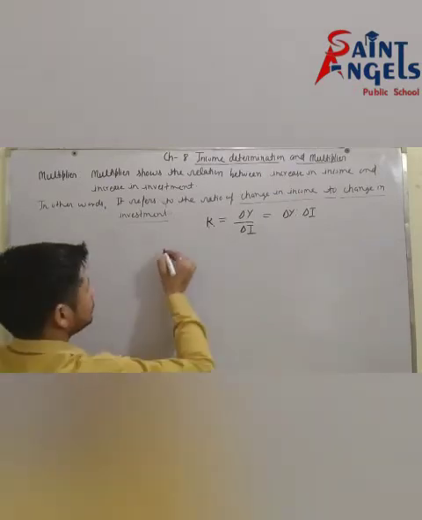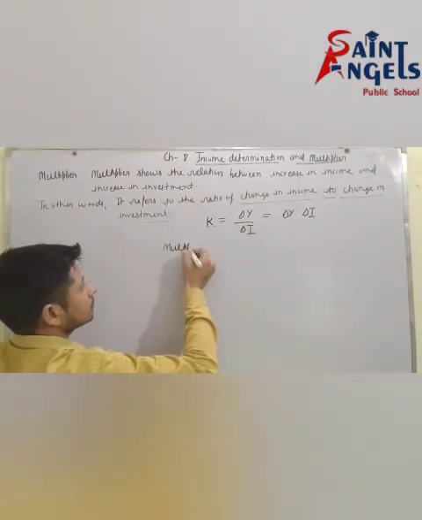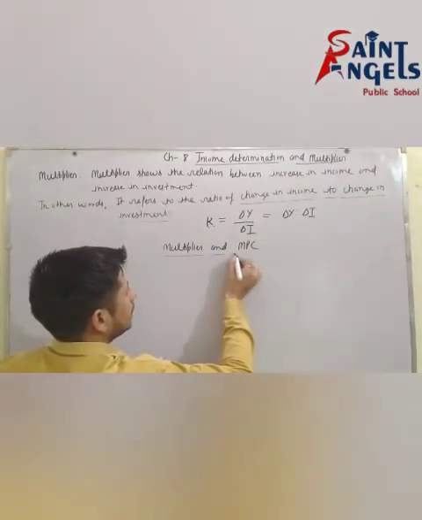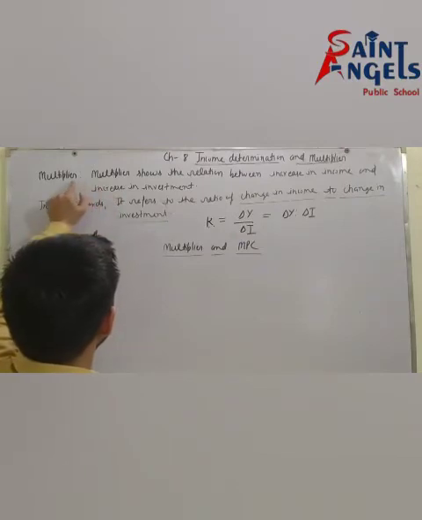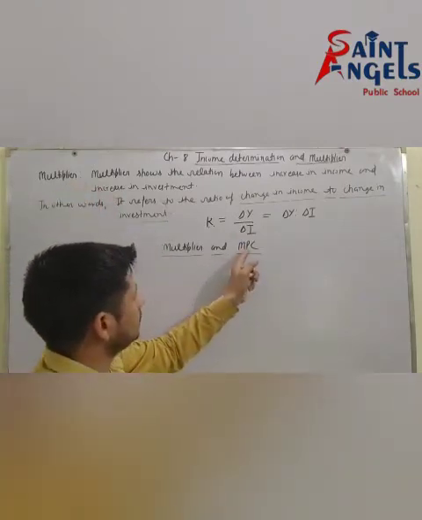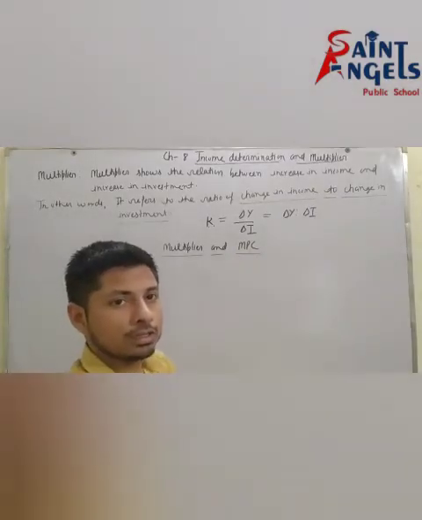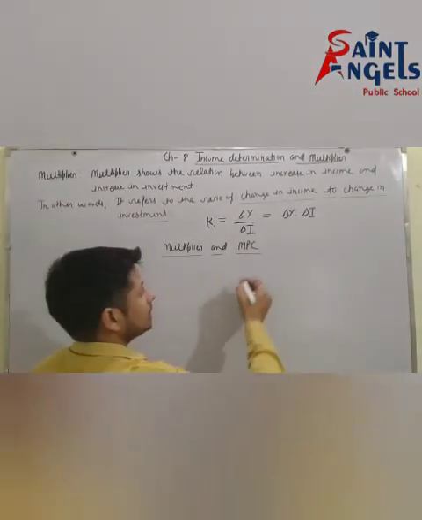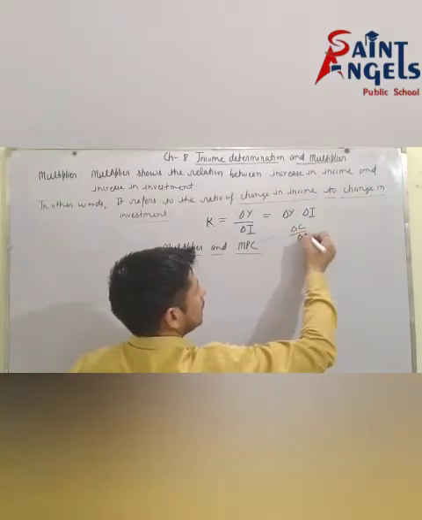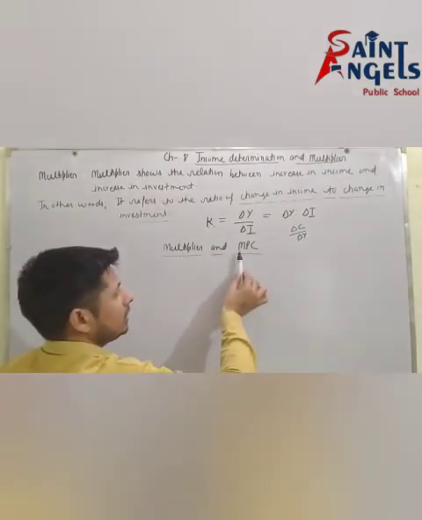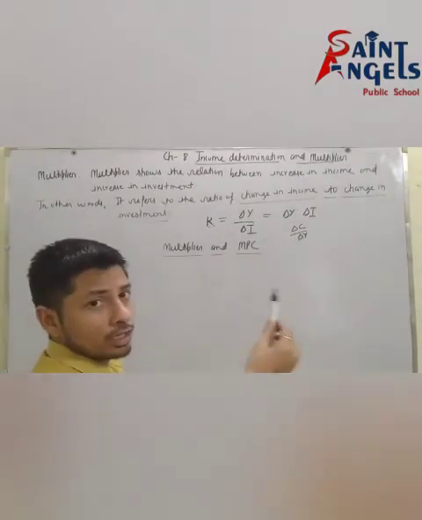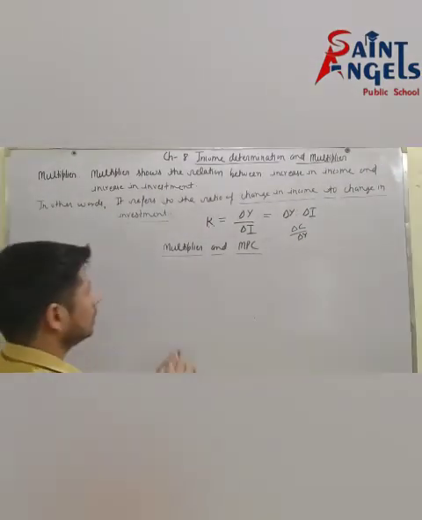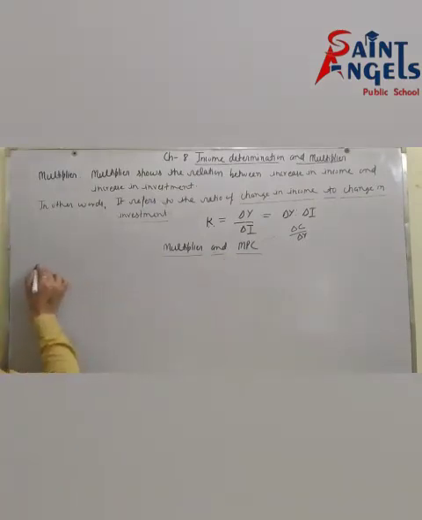See, next concept: multiplier and MPC. All of you know what we mean by multiplier, and all of you know what we mean by MPC, because in chapter number 7 we discussed what MPC is and what the formula of MPC is, that is delta C divided by delta Y. MPC refers to the ratio of change in consumption expenditure to change in income.